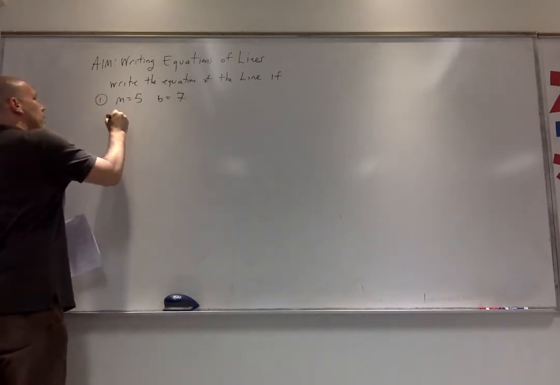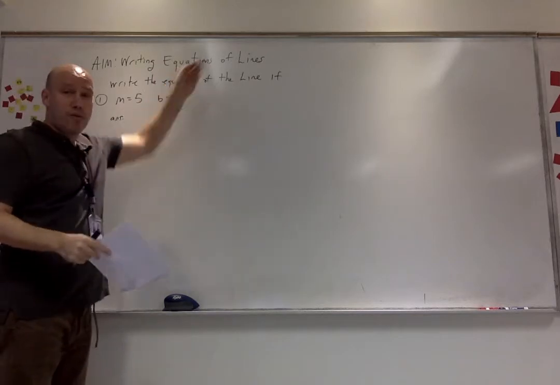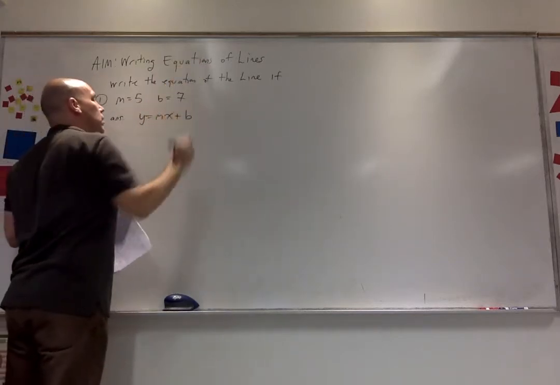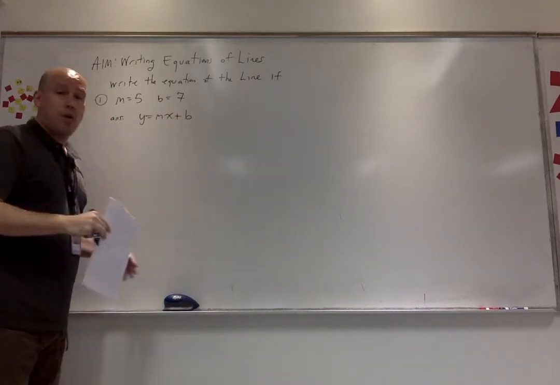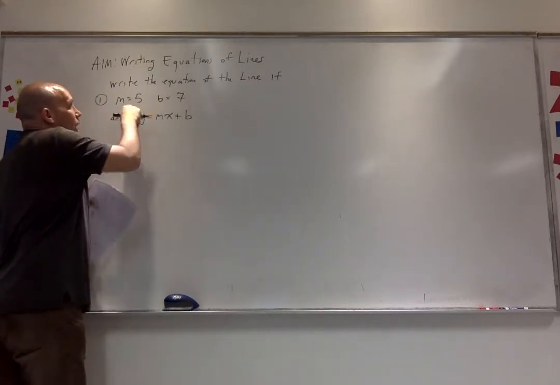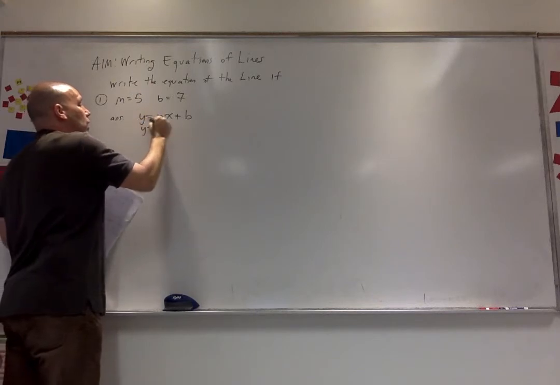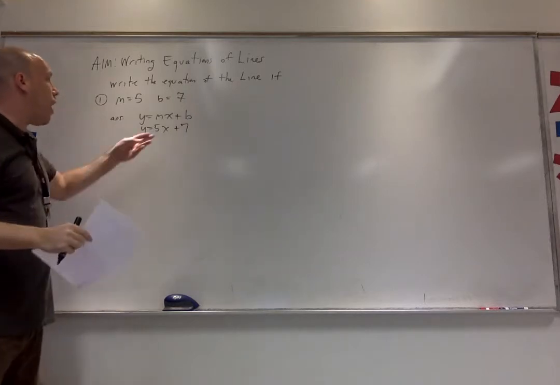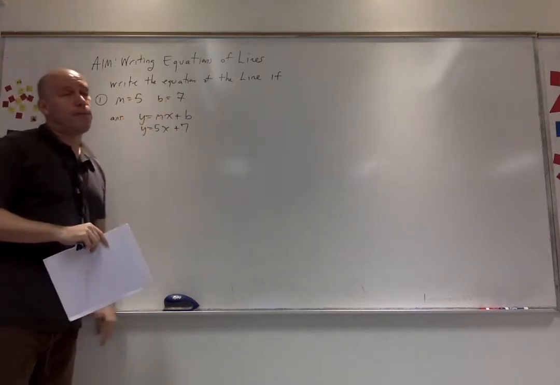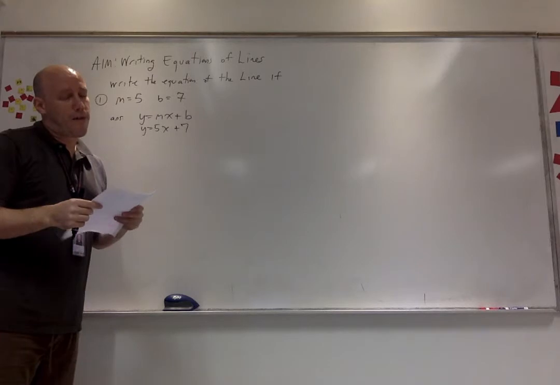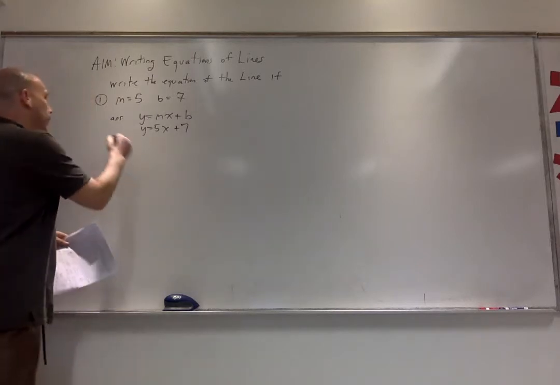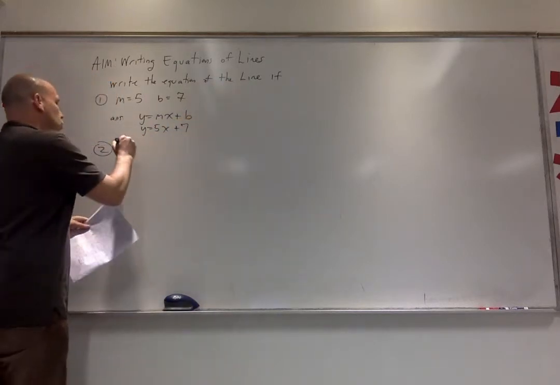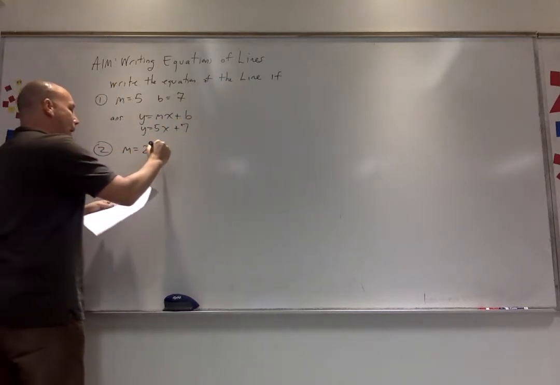So the first thing you do when we have the chapter on lines is you write y equals mx plus b, because we know this is the equation of a line. And so we're lucky though, we have 5 and we have our 7. We're done. The equation of the line whose slope is 5 and whose y-intercept is 7 is y equals 5x plus 7.